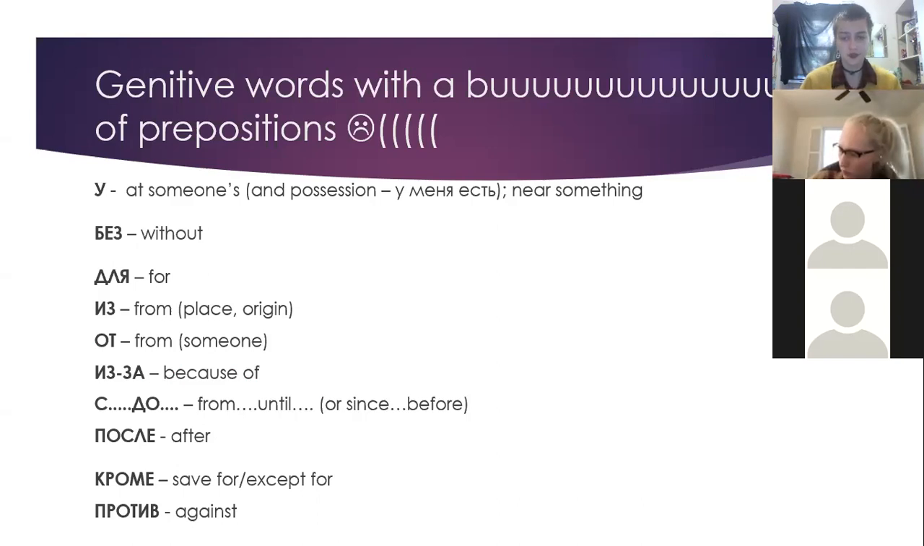Here are the popular ones. У, the wonderful preposition that works for possession. Да, у меня есть, у вас есть. But it also works in other situations. Да? Я у мамы. I'm at my mom's. Or also works for near something. У дома есть гараж. There's a garage by the house.